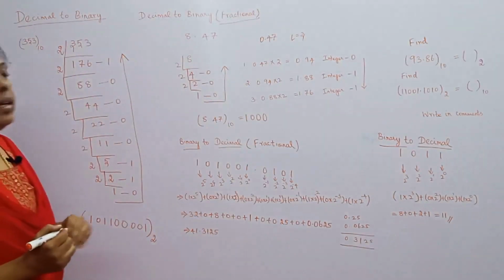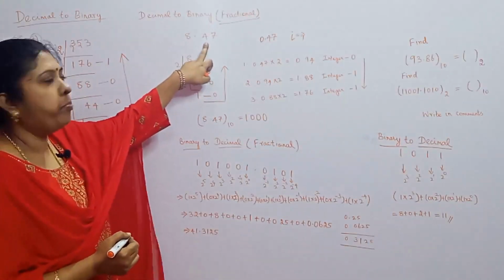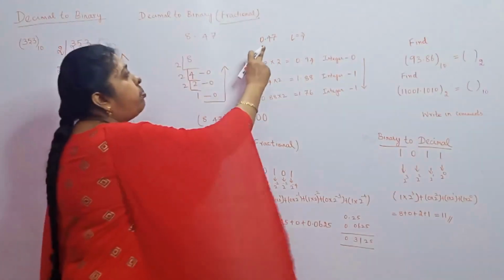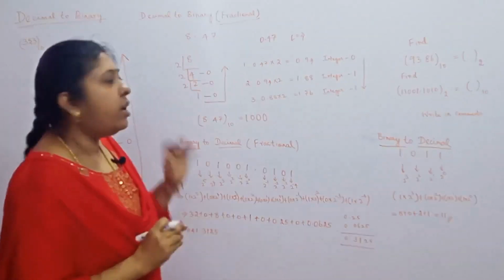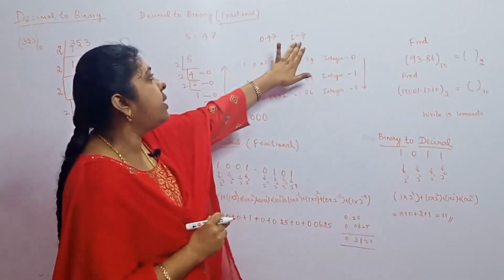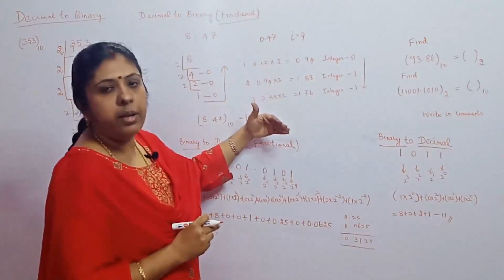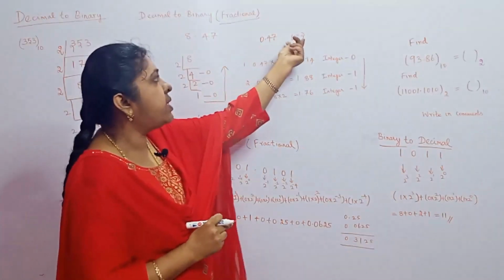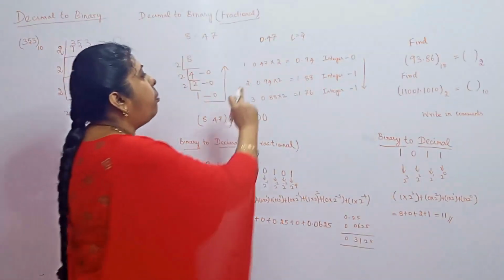And we have to find the decimal part for the decimal point 0.47. Here for 0.47 we have to multiply by 2. The logic behind is, when we are multiplying by 2, we can consider the number of iterations as 3. We can do any number of times, but just for representing we are considering only 3 iterations.